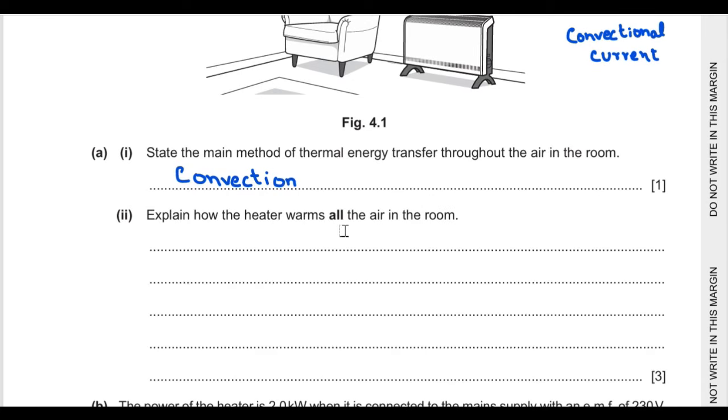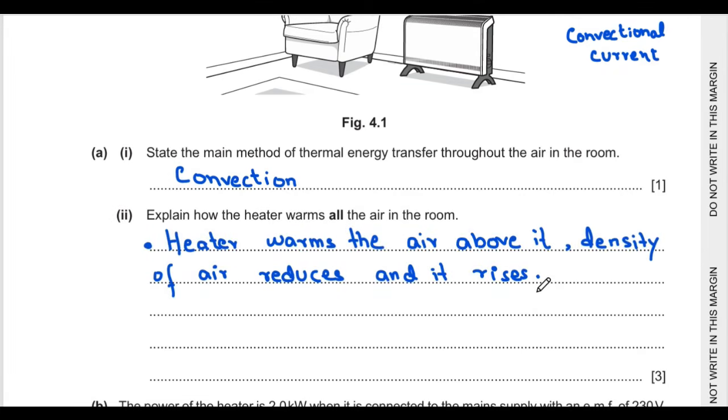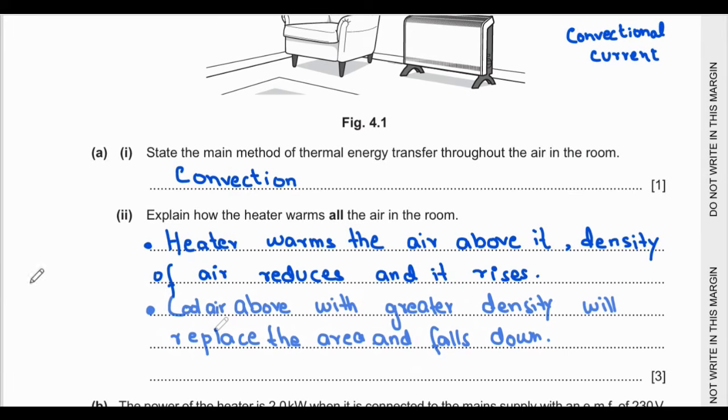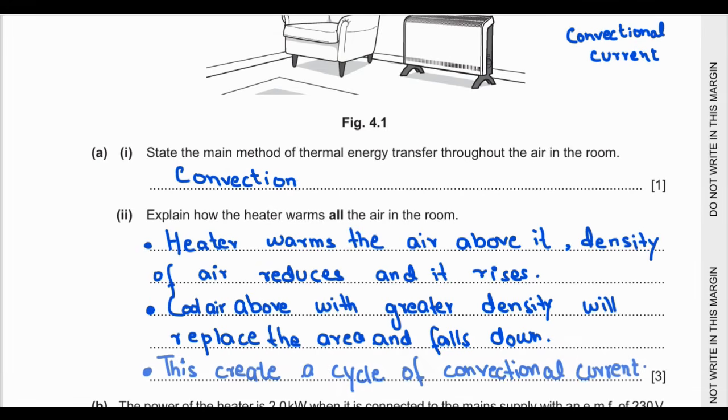Second part says explain how heater warms all the air in the room. So the explanation would be the same. Heater warms the air above it and the density of air reduces and it rises. Cool air above with greater density will replace the area and falls down. This creates a cycle of convectional current.